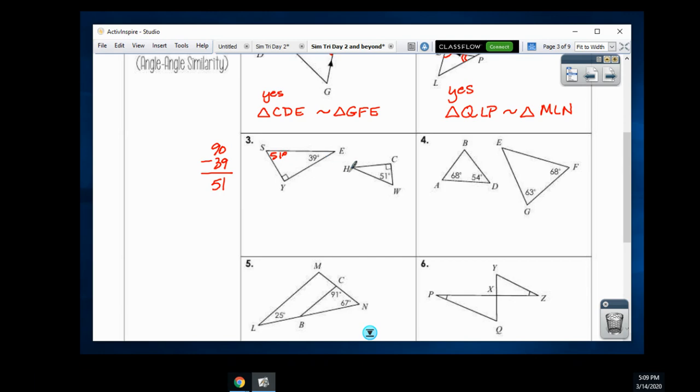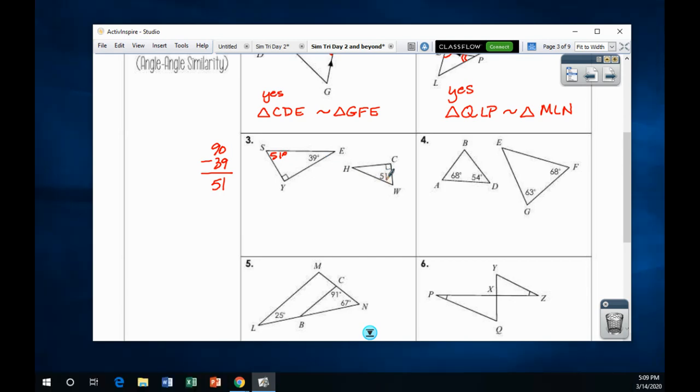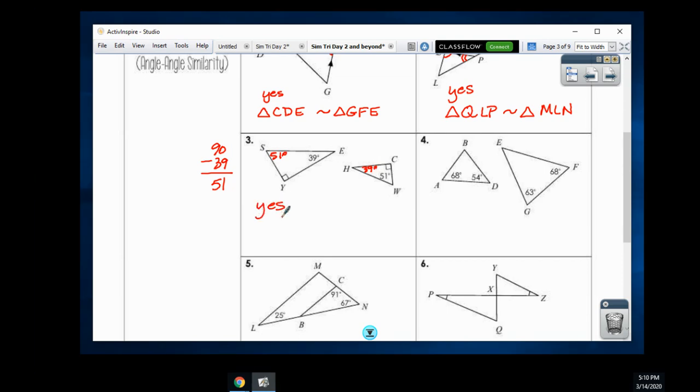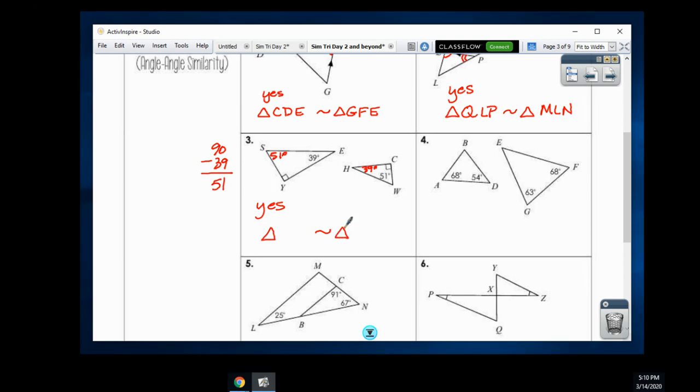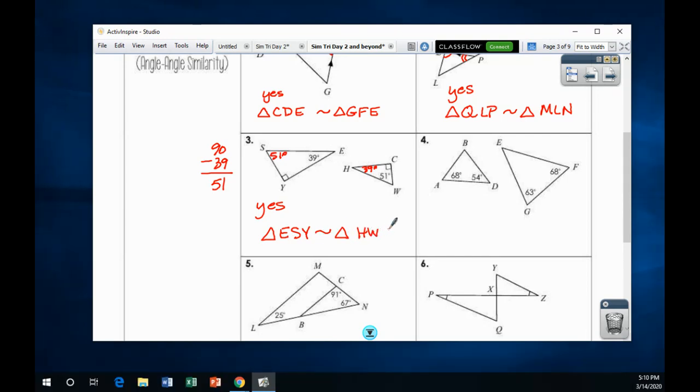So check it out. If angle S is 51, it is a corresponding angle with angle W, which means that angle H should also be 39 degrees. So this is also a yes. And so let's just get our similarity statement written correctly. All right, so let's go small to big angle. This is going to be ESY. So triangle ESY is similar to triangle HWC.